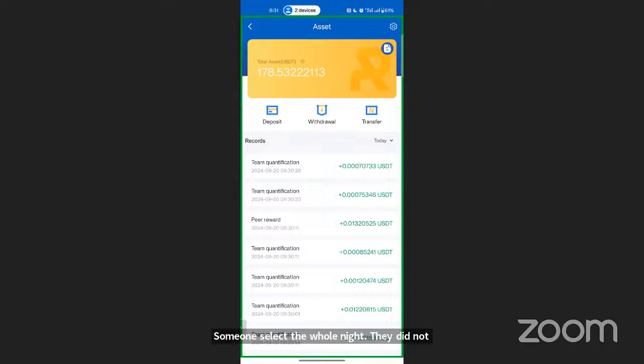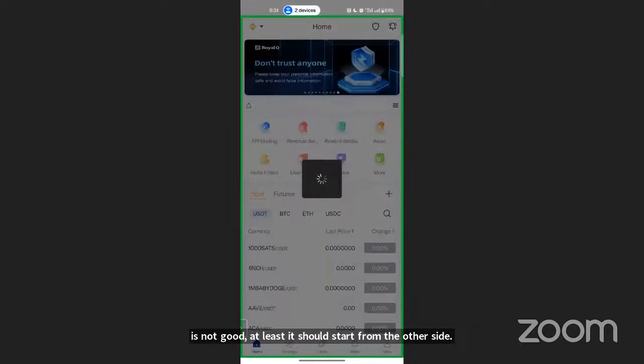So I believe the Zoom should be very careful so that people who sleep for free don't get annoyed. Because there is someone here who has slept for free. So you sleep for free for all these years. It is not good. At least it should start from the other side. Very bad, very bad.